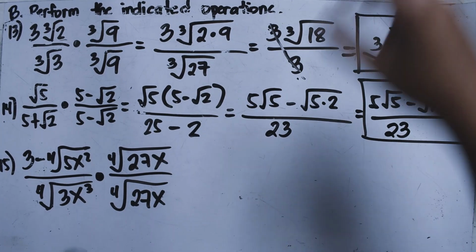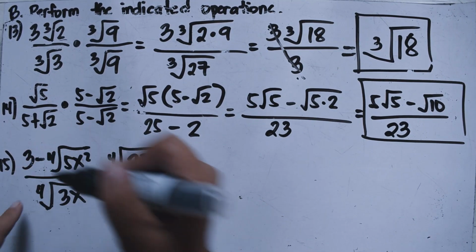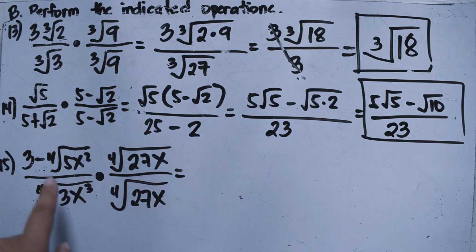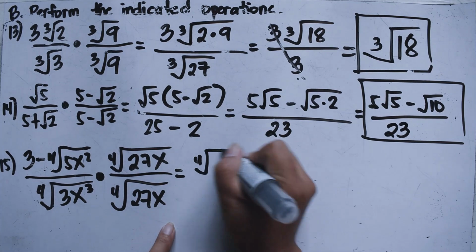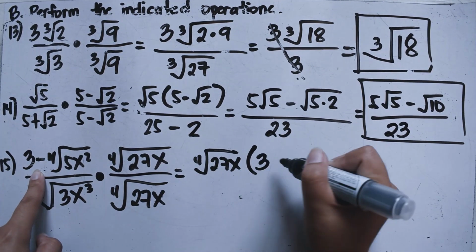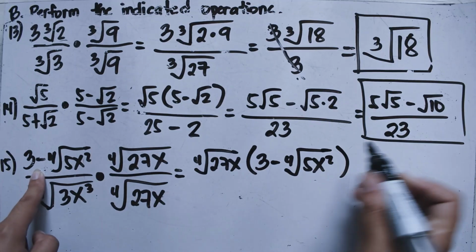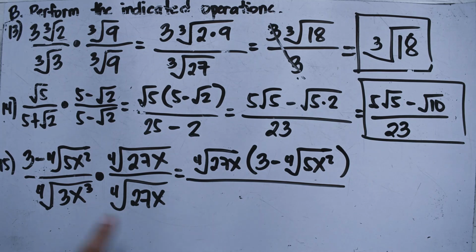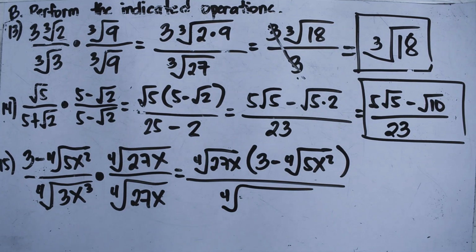O ayan, so let's simplify na po. Dito muna tayo sa ating numerator. So we have ito times ito. I-distribute natin. Unahin ko na to dahil isang term lang to. So we have fourth root of 27x times, dahil multiplication tayo, 3 minus fourth root of 5x squared. Hindi ko pa minumultiply, kinopya ko pa lang. And then simplify natin to, copy the same index, fourth root.